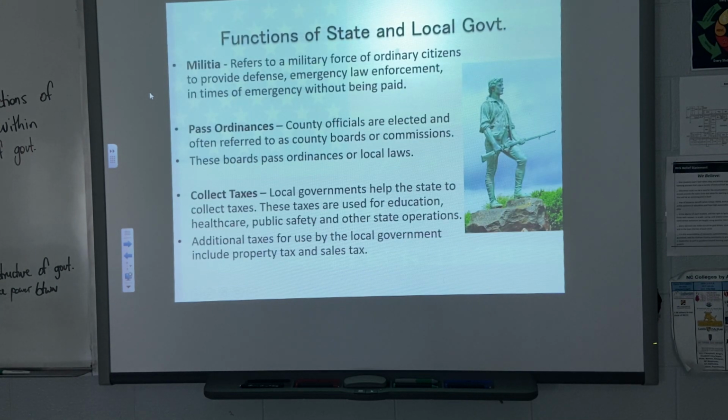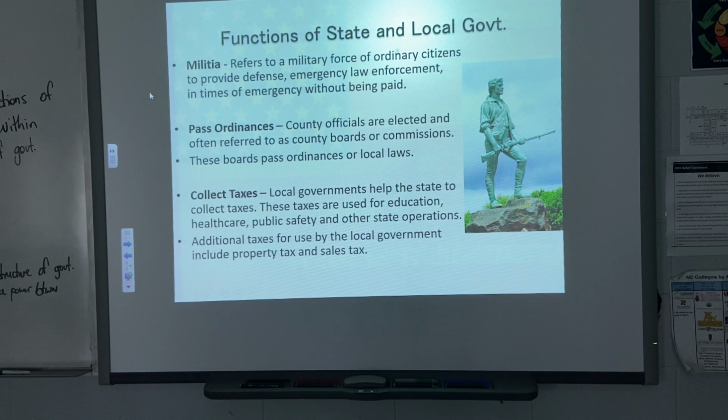Some functions of the state and local government: the militia. There again, it refers to a military force of ordinary citizens to provide defense and emergency law enforcement in times of emergency without being paid. Most of these people have day-to-day jobs. They get their hours in on the weekends, or whenever they have a free moment. They are ordinary citizens and are not being paid for the most part. We often refer to the militia as the National Guard today.